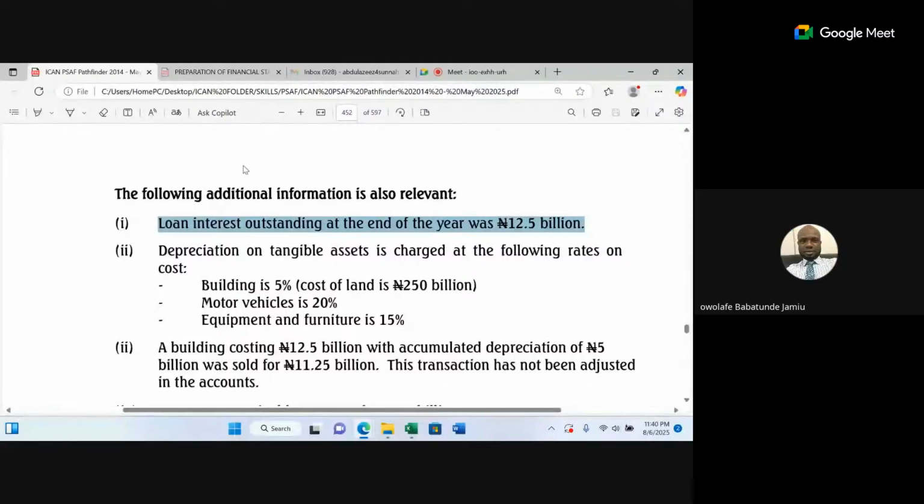The nature of it makes it a current liability because it is an interest that has to be paid within 1 year. It's a current liability. Okay. Thank you very much, sir.